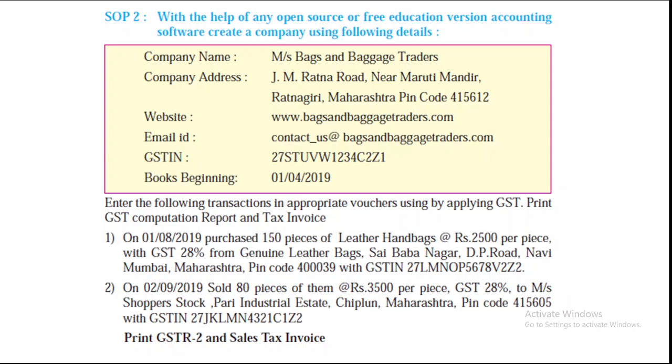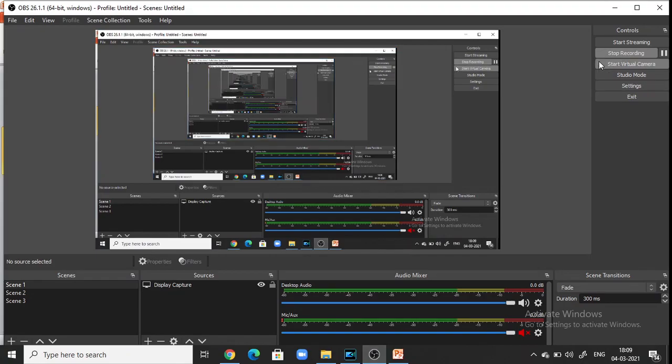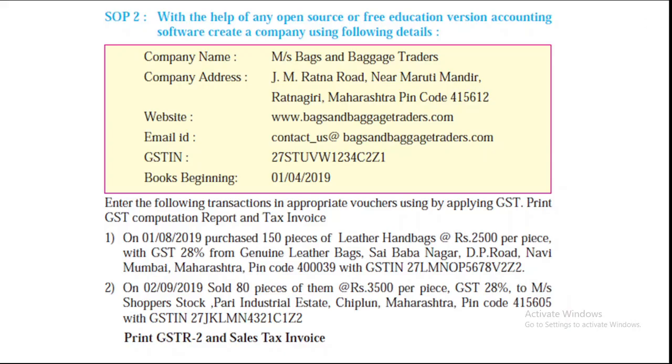Second transaction is on 2nd September 2019. Sold 80 pieces of them at the rate of rupees 3,500 per piece, GST 28% to Messrs. Shoppers Stock, Pari Industrial Estate, Chiplun, Maharashtra, pin code 415605, with GSTIN 27 JKLM 4321 C1Z2. Print GSTR2 and sales tax invoice.